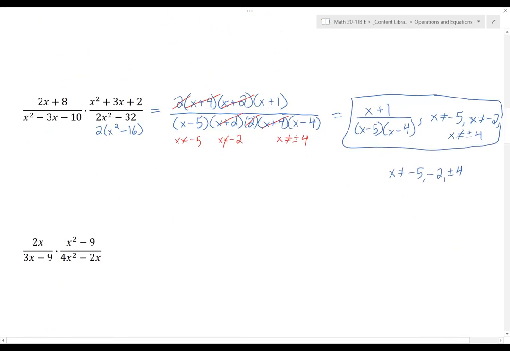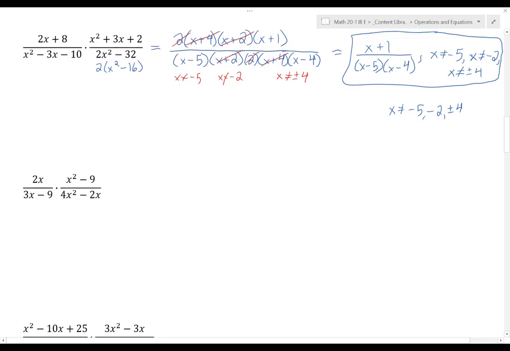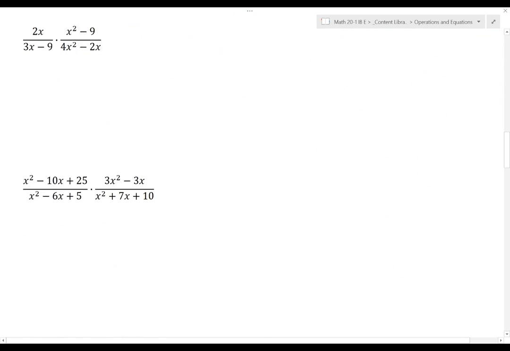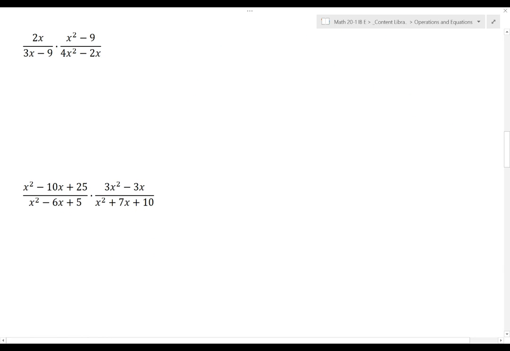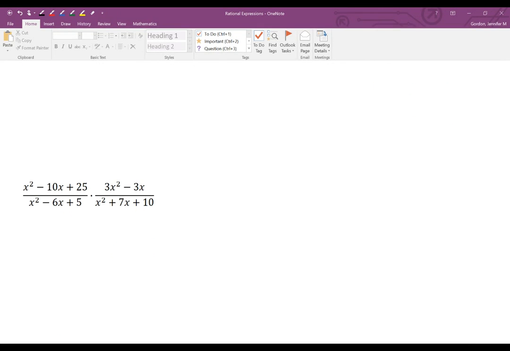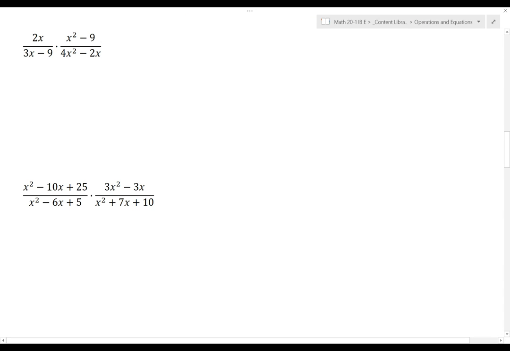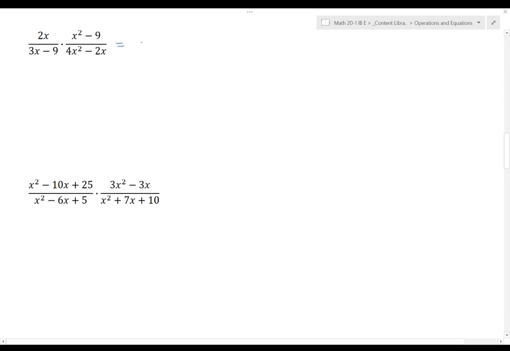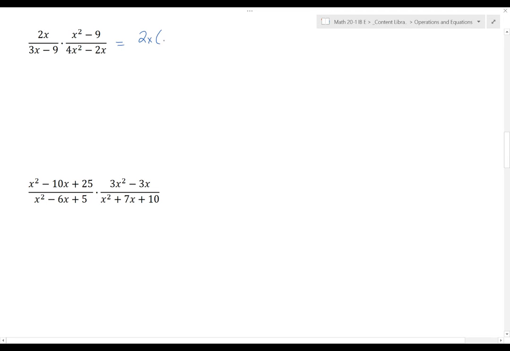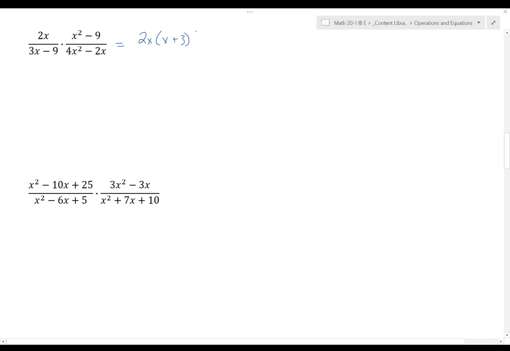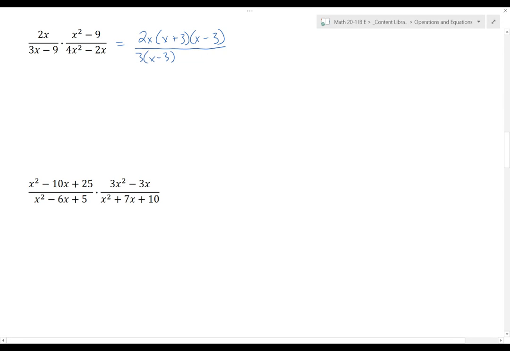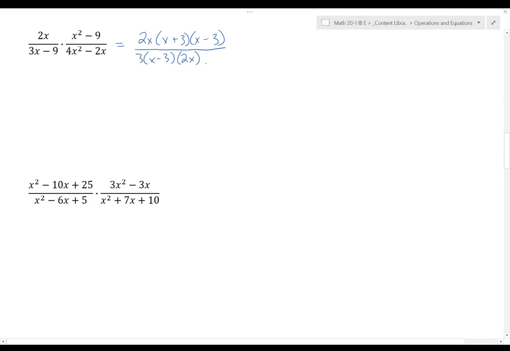Okay, let's move on. One more multiplication example, and then I think we have some division. Oh, no, 2 more multiplication, and then we have some division. All right, so again, I would pause the video if I were you. Give these a try. See if you can get the correct answers before resuming the video and getting the answers I get. All right, so we've got 2x, x plus 3, x minus 3 in the numerator. In the denominator, I've got 3 times x minus 3. I've got 2x times 2x minus 1.